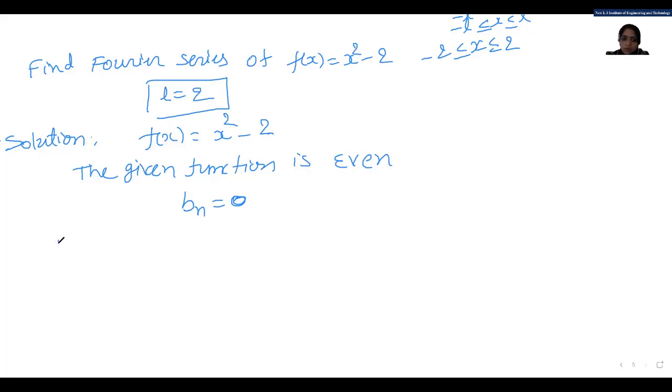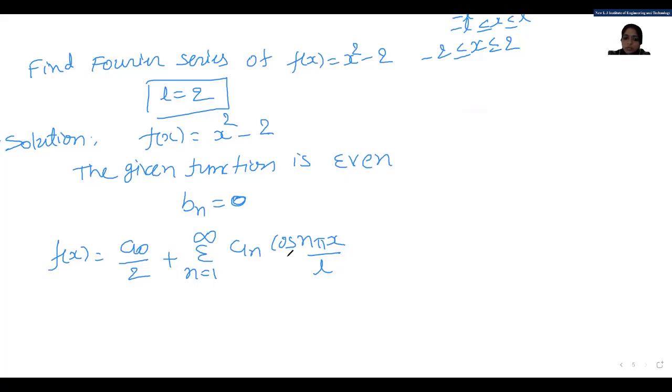But before that, what is the Fourier series for the even function? That is A0 by 2 summation n 1 to infinity An cos. Here our limits are minus L to L. So please remember n pi x by L. Don't write cos nx only. You have to write cos n pi x by L. Right? So let's start with the solution of A0.